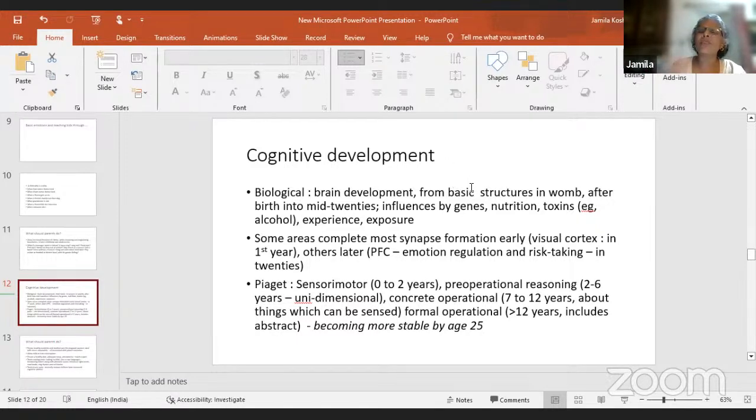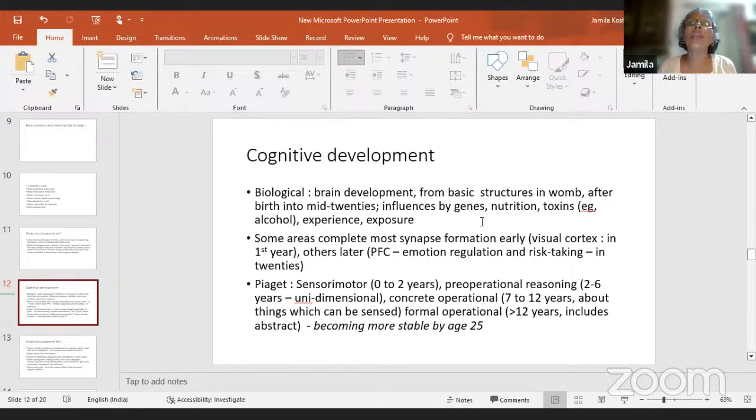So this whole process of the development of the brain, it happens through the genes. I've written it here. It's influenced by genes. It's also influenced by nutrition. It's influenced by toxins. It's influenced by experience and exposure, right? So for instance, if a child is not given good food, often the development of the brain is not very good. And that's a big problem in India today.